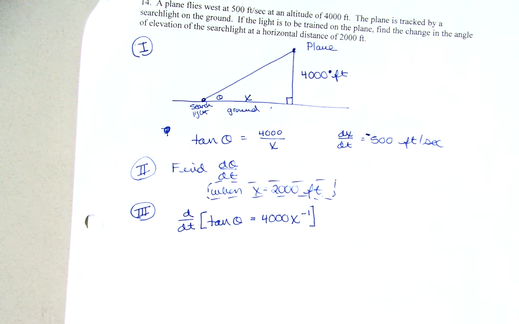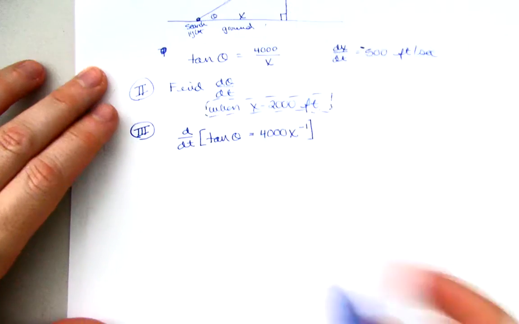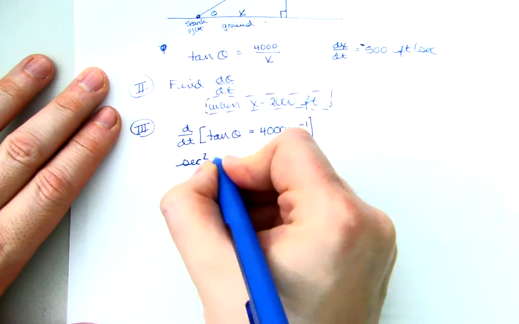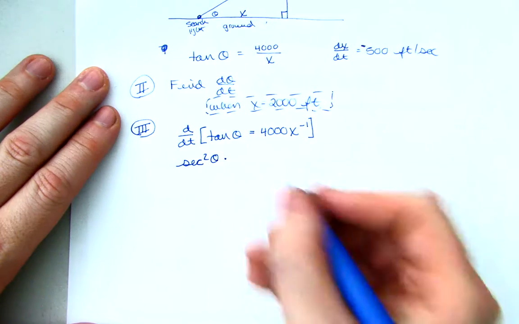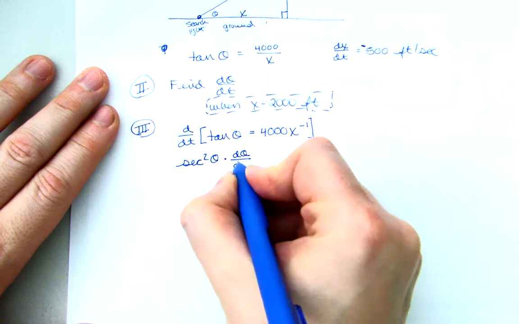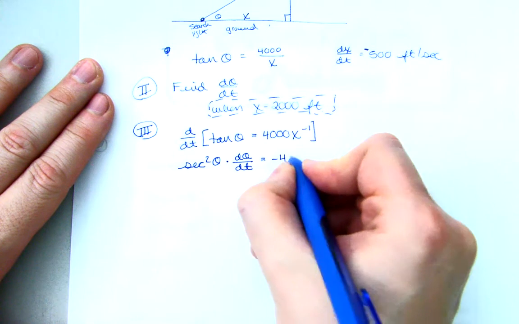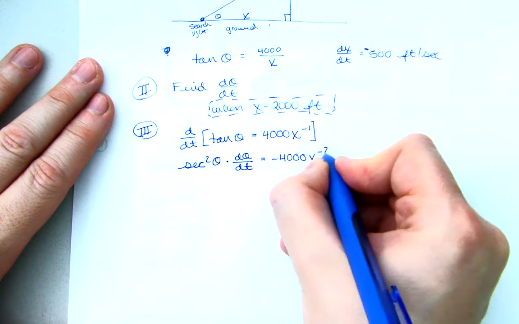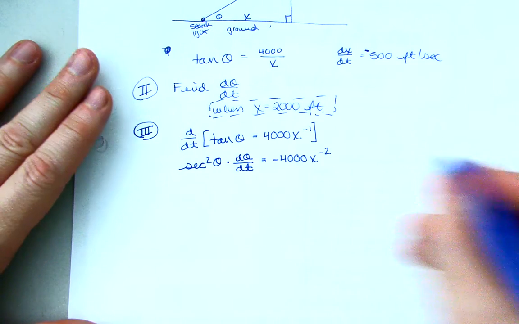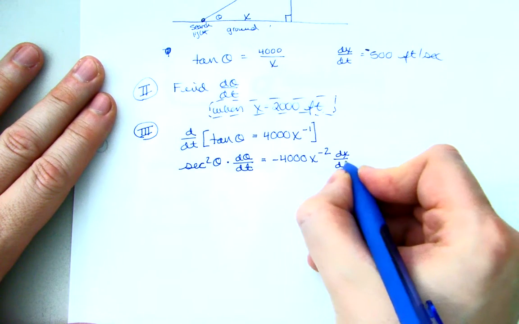Be careful now. What is the derivative of the tangent of theta? T is our independent variable. Theta is not, x is not, so at the end of all those things, we're still getting our d whatever, dt. The derivative of tangent theta is secant squared theta, but then I have to multiply by the derivative of theta, which is d theta dt. On the other side, I'm going to get negative 4,000 x to the negative 2, dx dt, because again, t is the independent variable.